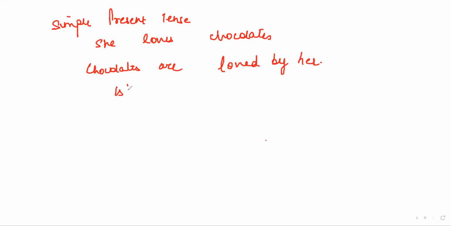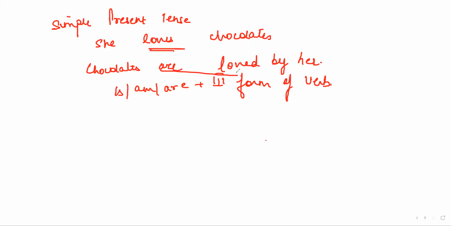So what have I done? Is, am, are plus the third form of the verb. The verb was loves, and it becomes are loved, basically loved, and I've added are. The pronoun she changes into her, and by is added, and chocolates remain chocolates. So she loves chocolates becomes chocolates are loved by her. What is the rule? From active, we have changed this into passive by adding is, am, are, and the third form of the verb. I hope this is clear.